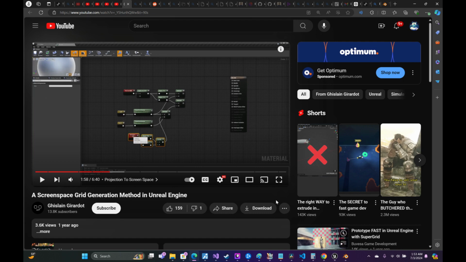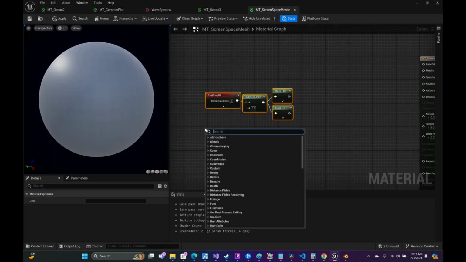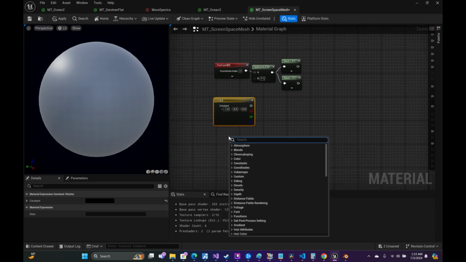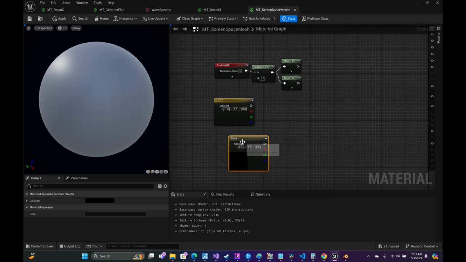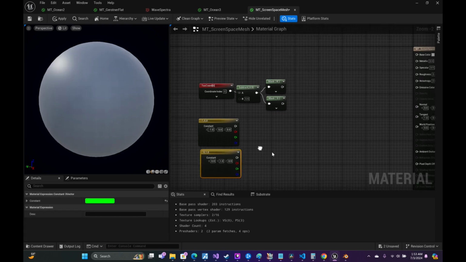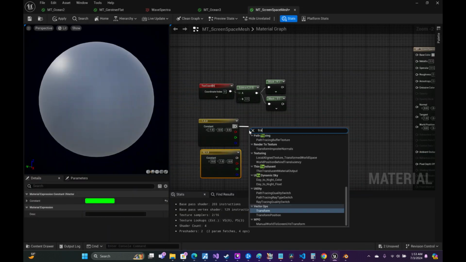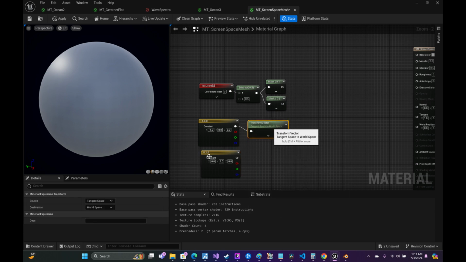Alright, negative 1, 0, 0 and 0, 1, 0 constants. Negative 1, 0, 0 constants, 3 vectors, 0, 1, 0. Okay, and then transform vector, view space to world space. View space to world space.